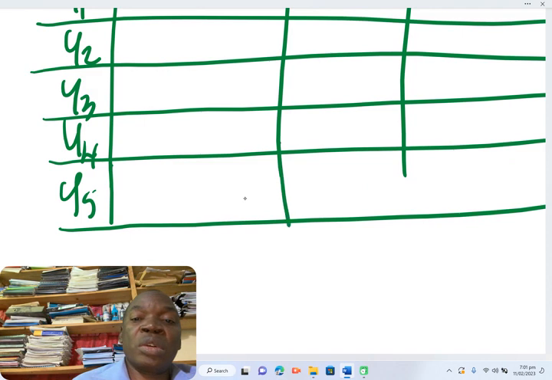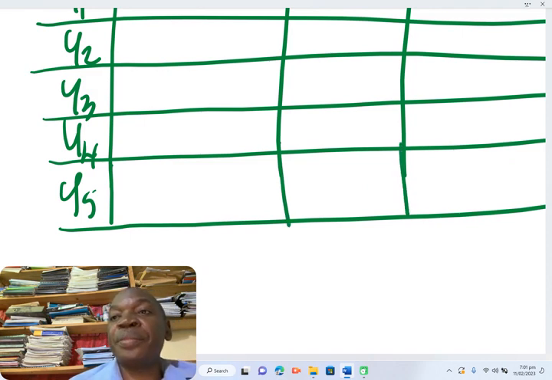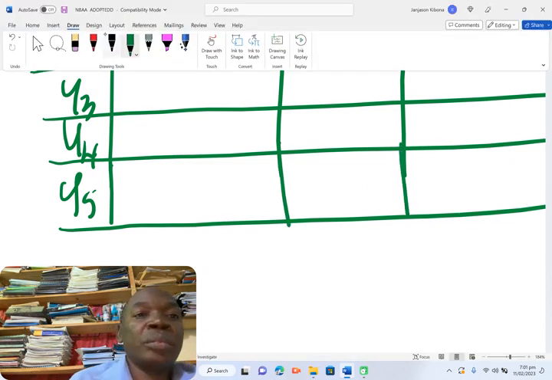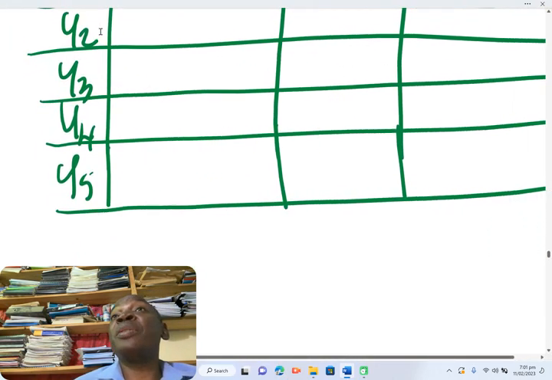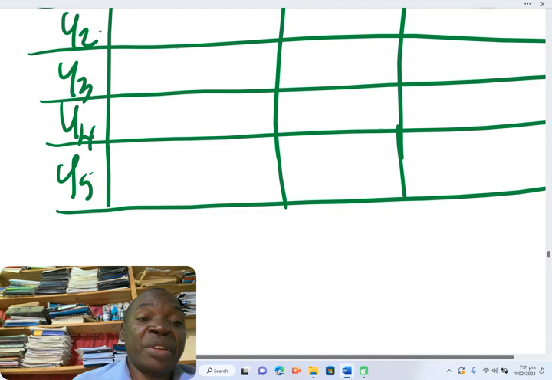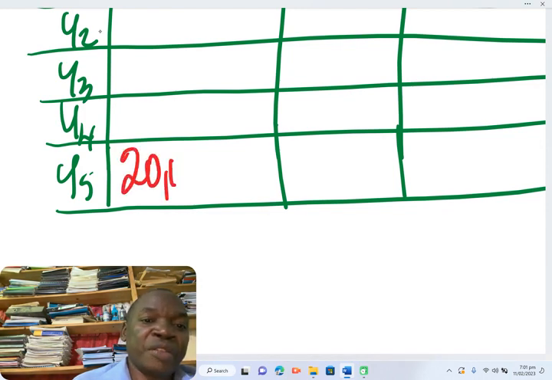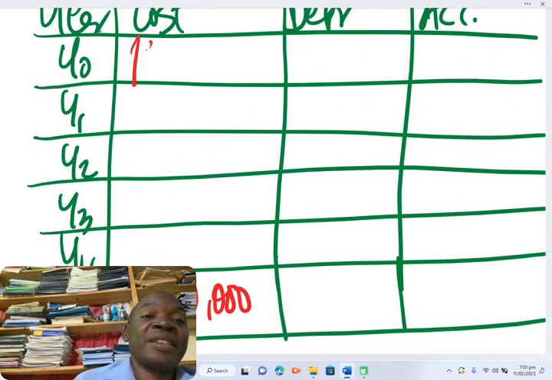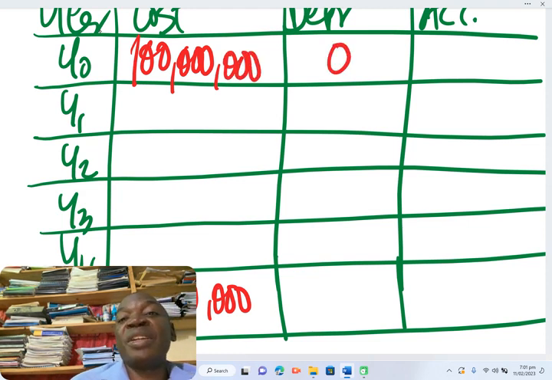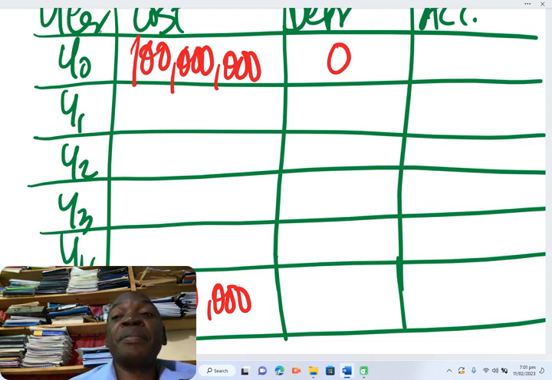So we have to work on the cost of the machine. What was the residual value? The residual value is 20 million in year 5. And what is the cost? 100 million. So depreciation initially is 0 because no units have been produced. Again here, 0.